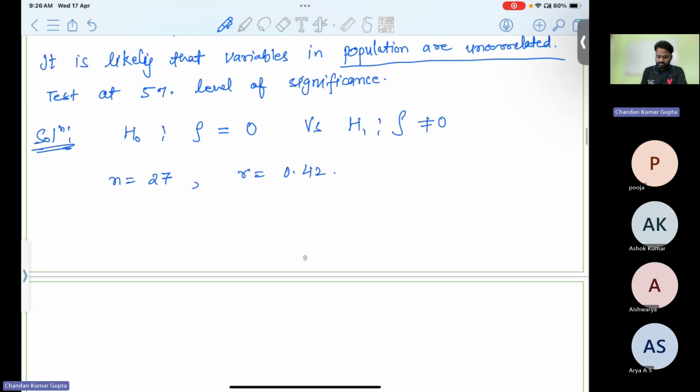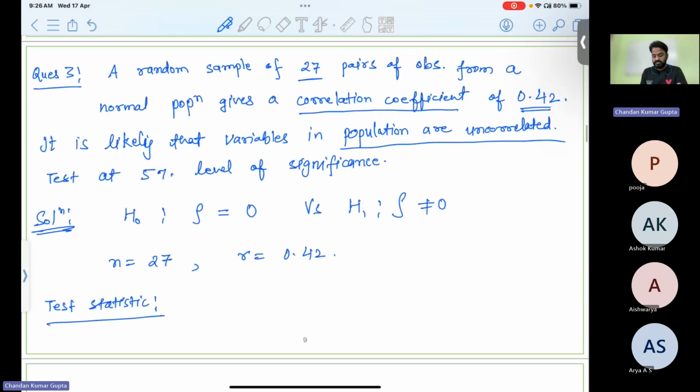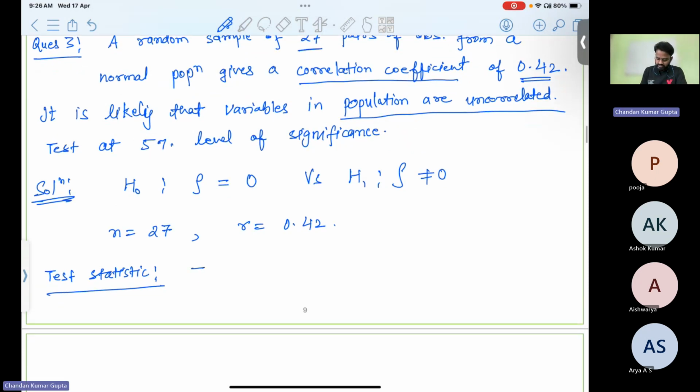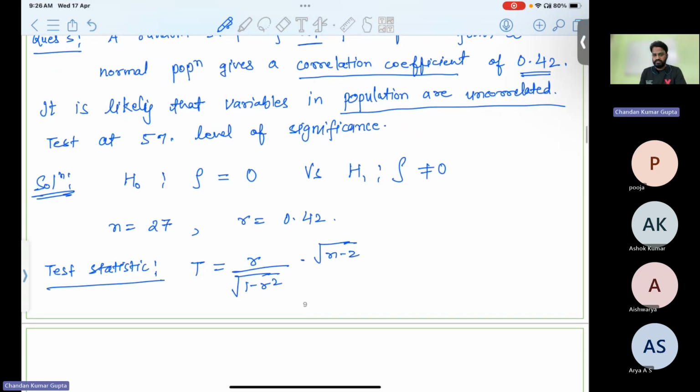Now, the next step is to define the test statistic. We need to remember the test statistics under different scenarios. All the other steps are similar. So in this case, the test statistic is defined as r upon the square root of (1 minus r square) upon (n minus 2). So this is our test statistic.